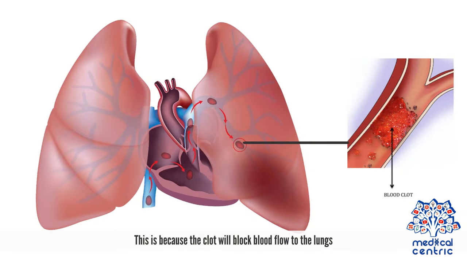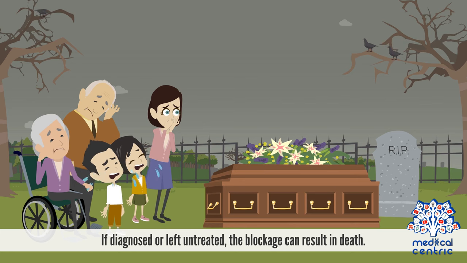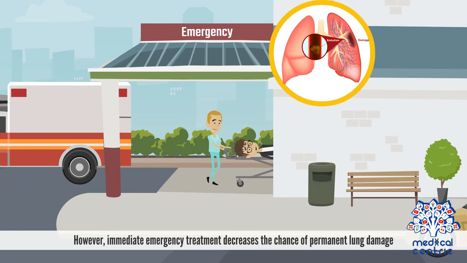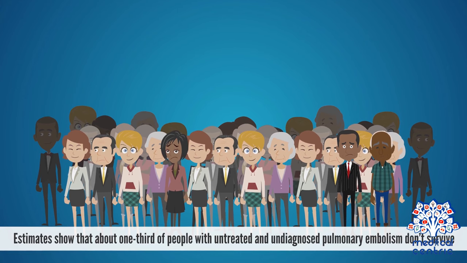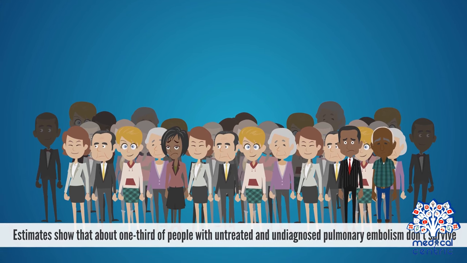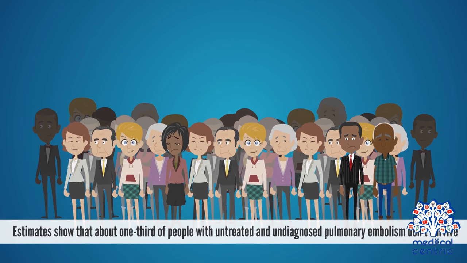This is because the clot will block blood flow to the lungs. If undiagnosed or left untreated, the blockage can result in death. However, immediate emergency treatment decreases the chance of permanent lung damage. Estimates show that about one-third of people with untreated and undiagnosed pulmonary embolism don't survive.